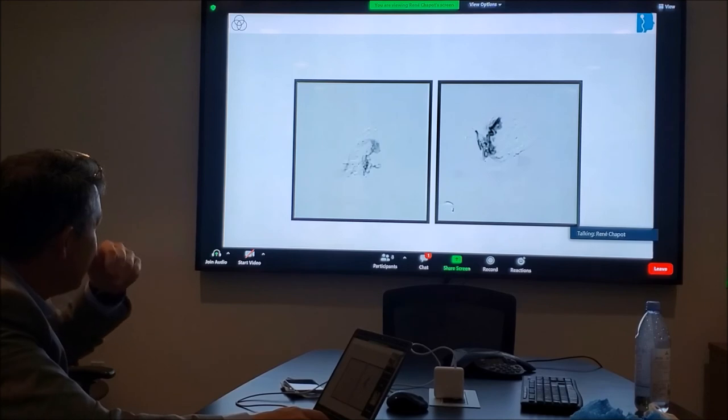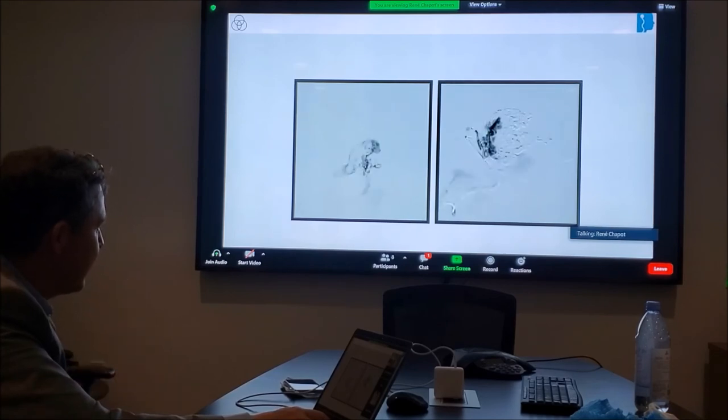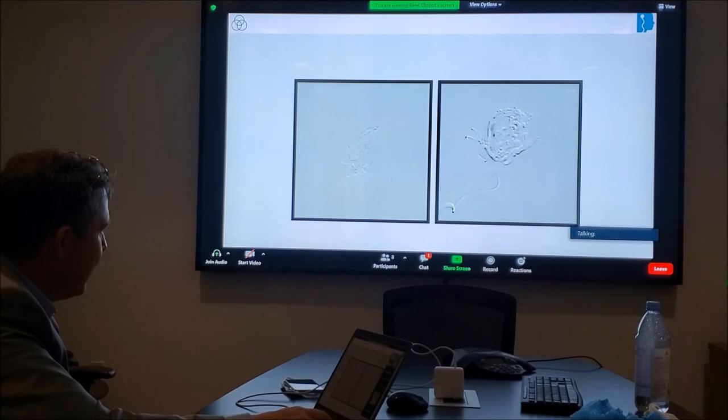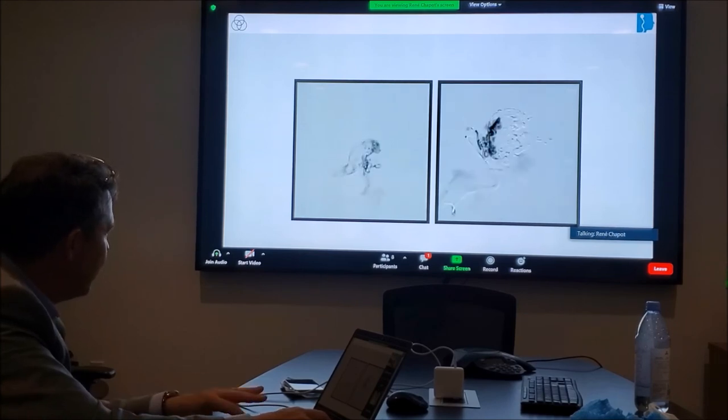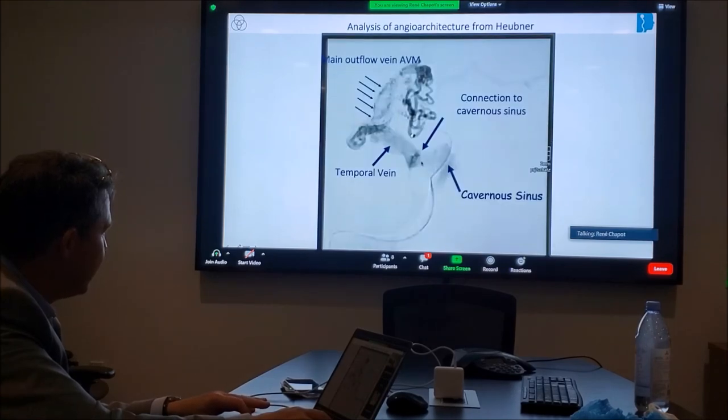And so this is the injection. And there will be something else than only AVM. That's why please look at it a second time. It's a little pressure. And look at it a third time. You just see AVM. But you also see the vein very well. And if you see the vein very well, you can go here, make a rotational angiogram, and see the cavernous sinus. You see that there's a good access way: cavernous sinus, temporal vein, and then the main outflow vein of the AVM. And this is injection through the artery. The connection to the cavernous sinus is easy.